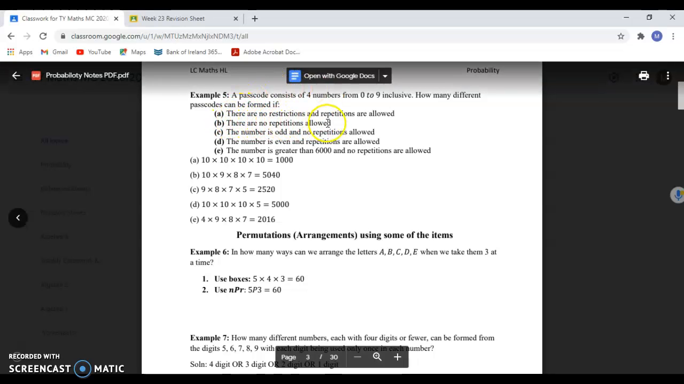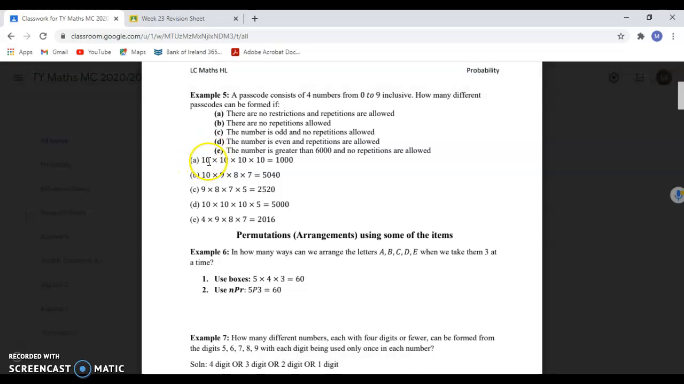There are no restrictions and repetitions are allowed. So how many options do I have in the first box? 10 by 10 by 10 by 10, because you're allowed to repeat your number. So that comes out to be 10,000.